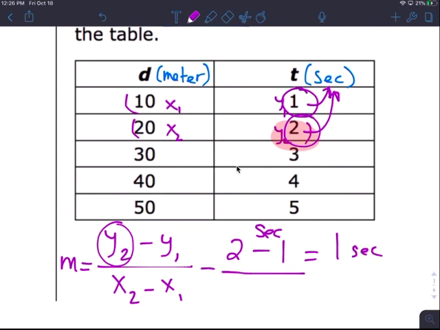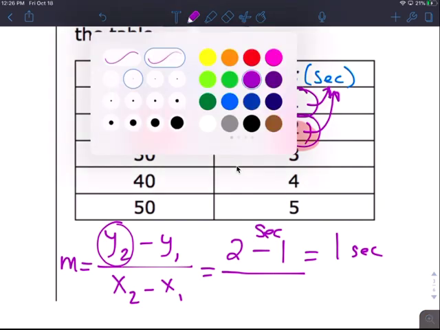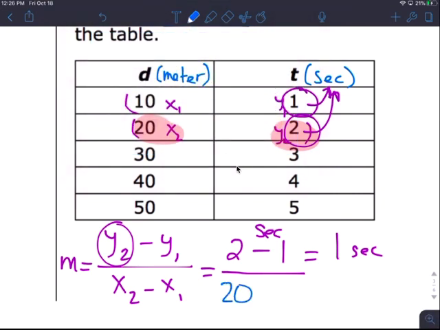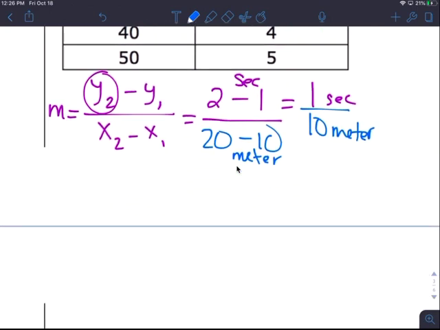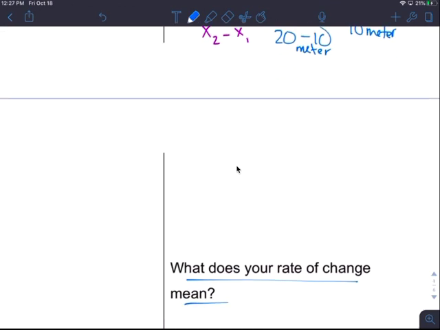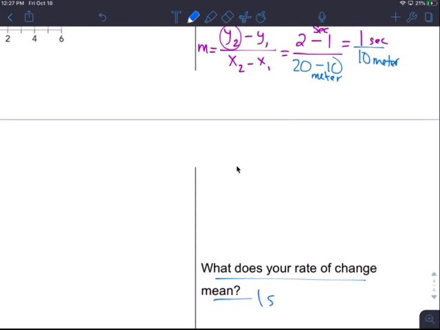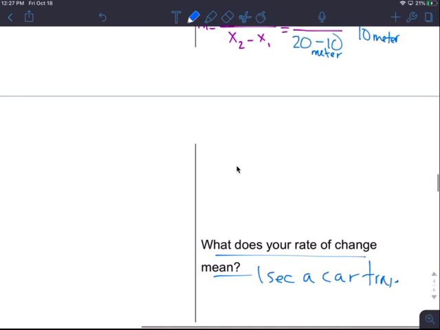Over your x sub 2, which is 20, minus x sub 1, which is 10, and these are meters. So 20 minus 10 is 10 meters. What does it mean? In 1 second, a car travels 10 meters. For every second, a car travels 10 meters.